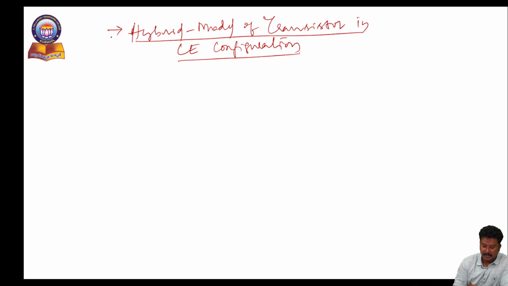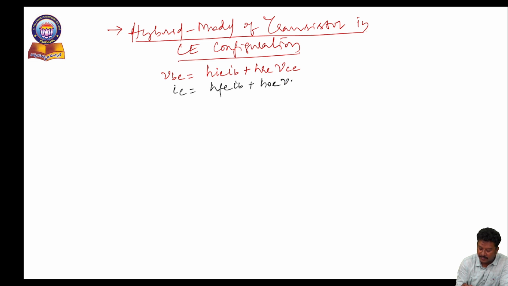Hybrid model of a transistor in CE configuration. As we know, once again I am trying to write down the equations. VBE is equal to HIE into IB plus HRE into VCE. Similarly, IC is equal to HFE into IB plus HOE into VCE. So this is equation 1, this is equation 2.